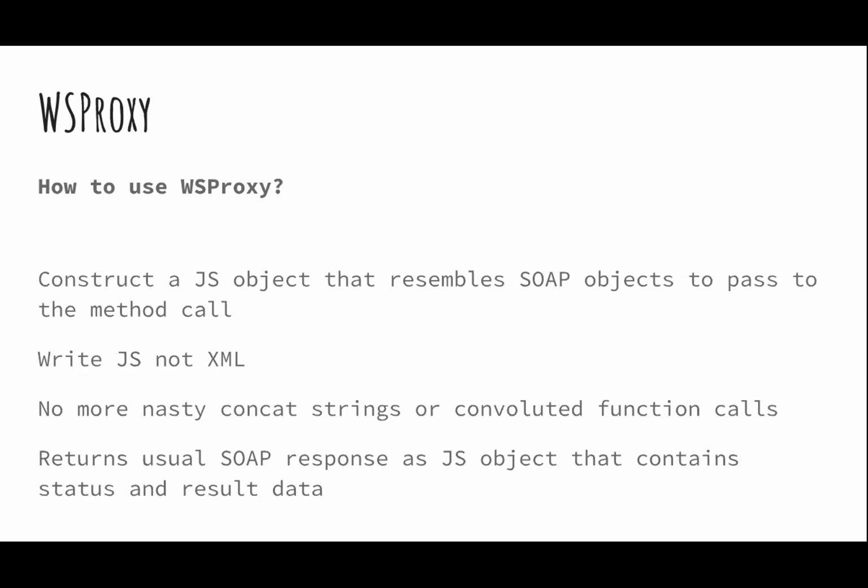It returns the usual SOAP object response as a JavaScript object, which contains a status and result data. You can then use that in your JS. You don't have to parse any XML response data or anything like that; you get the result data and can loop over it or whatever you need. That was possible to do with core functions, but anyway, it's nice and neat and easy with WSProxy.